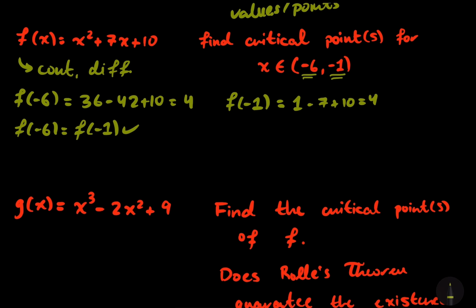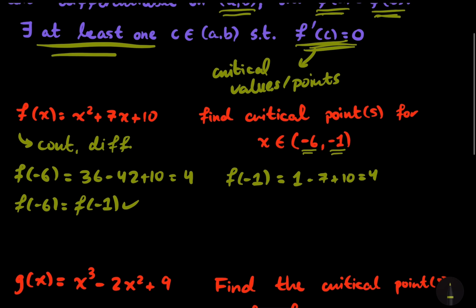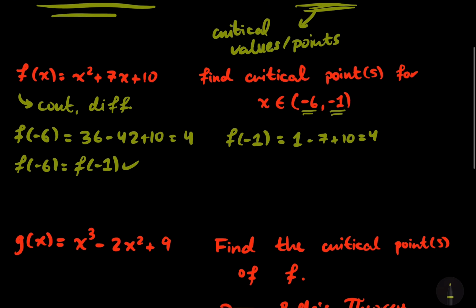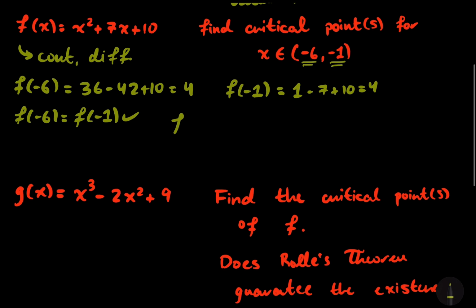To actually find that critical point, let's just use the fact that a critical point is defined as a point at which f'(x) is equal to 0. Let's go ahead and first of all find f'(x), which is going to be 2x plus 7.